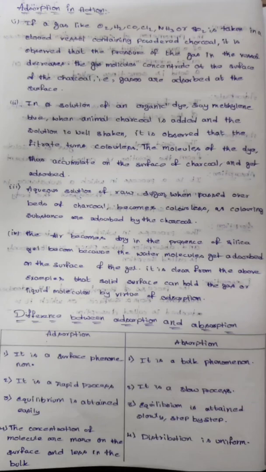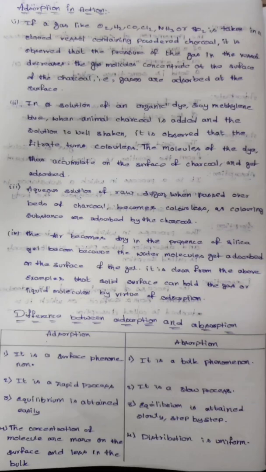An aqueous solution of raw sugar, when passed over beds of charcoal, becomes colorless as the coloring substances are adsorbed by the charcoal. The air becomes dry in the presence of silica gel because the water molecules get adsorbed on the surface of the gel. It is clear from the above examples that a solid surface can hold gas or liquid molecules by virtue of adsorption.